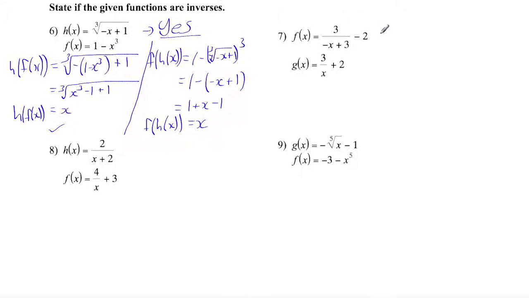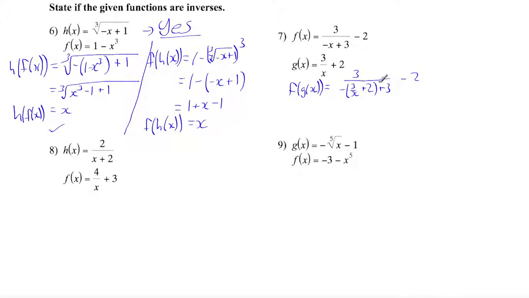Next up here, number 7, are two familiar f and g functions. So we want to find f of g of x and g of f of x. And so I can try and fit it down here. So f of g of x, start with my f function, 3 over negative x, so that's negative 3 over x plus 2 plus 3 minus 2.